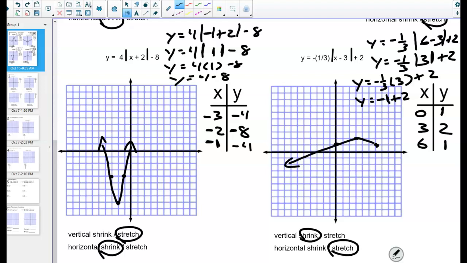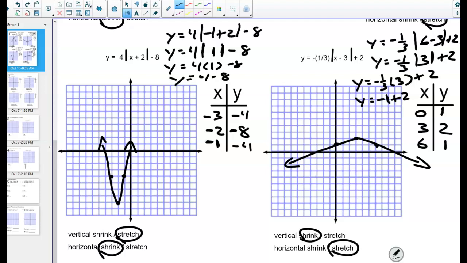Draw my line, and that's my graph. Okay, and you can notice this graph is certainly wider, but not going down nearly as quickly. This graph here is narrower, but going up quicker. Okay, so the vertical stretch goes up quick or down quick, narrow. Vertical shrink goes out wide, but takes longer to go down or go up.